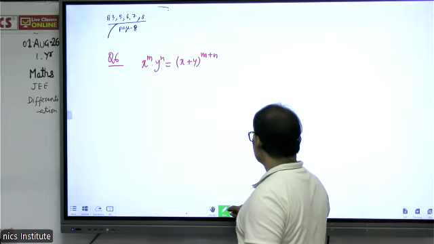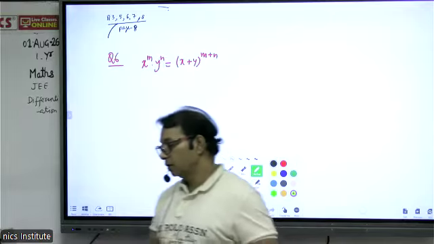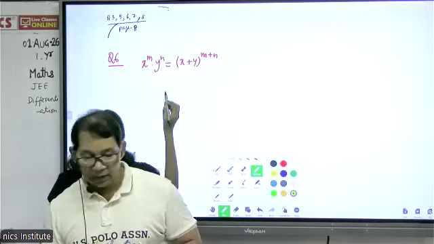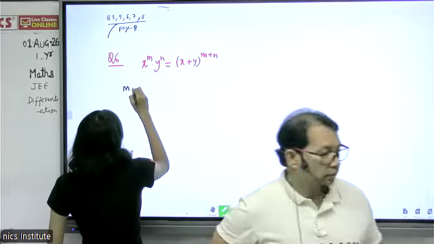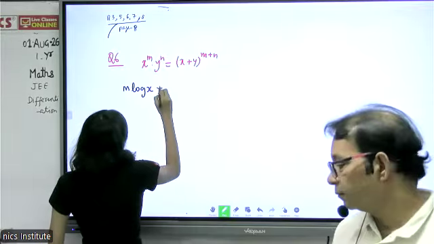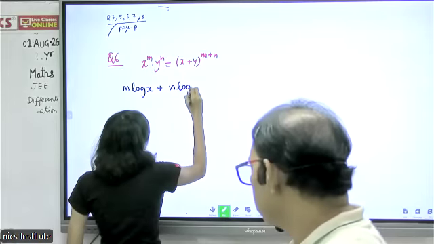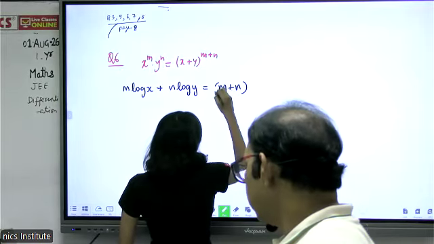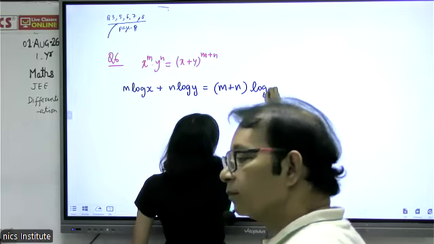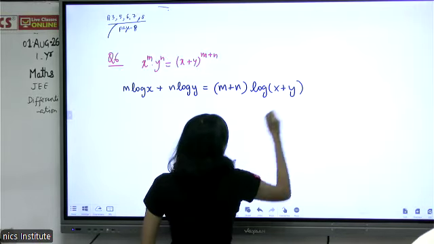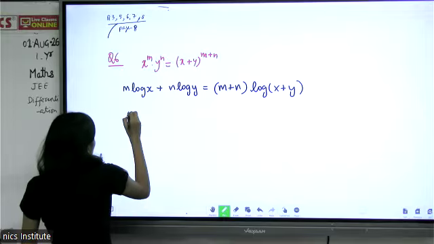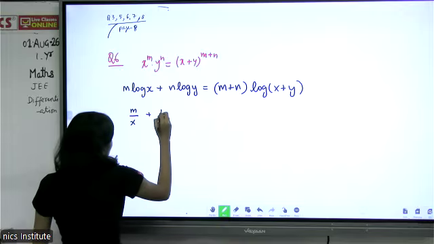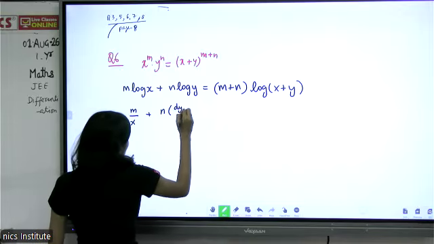Take log of both the sides. Now differentiate. No, first apply the property: m log x, n log x, n log y. Then differentiate. Now take LCM this side also, that side also. Right. Take the LCM of both sides, take the LCM of both sides, it will cancel. Take the LCM. Be careful with the sign.